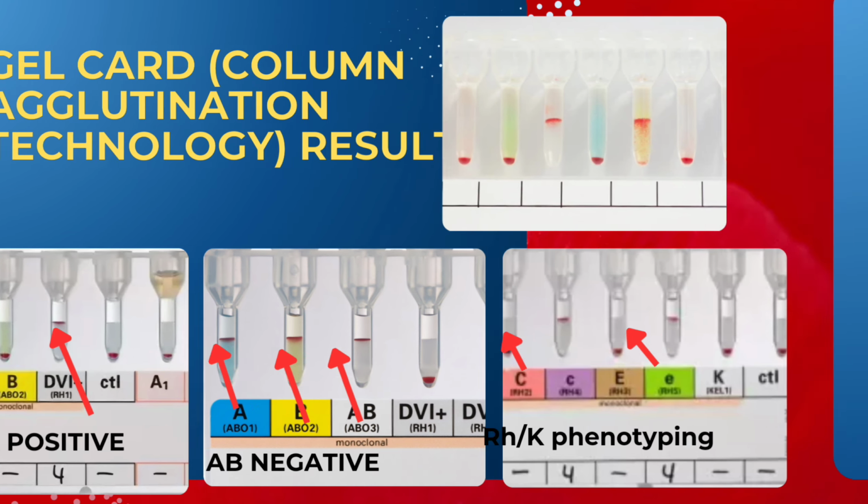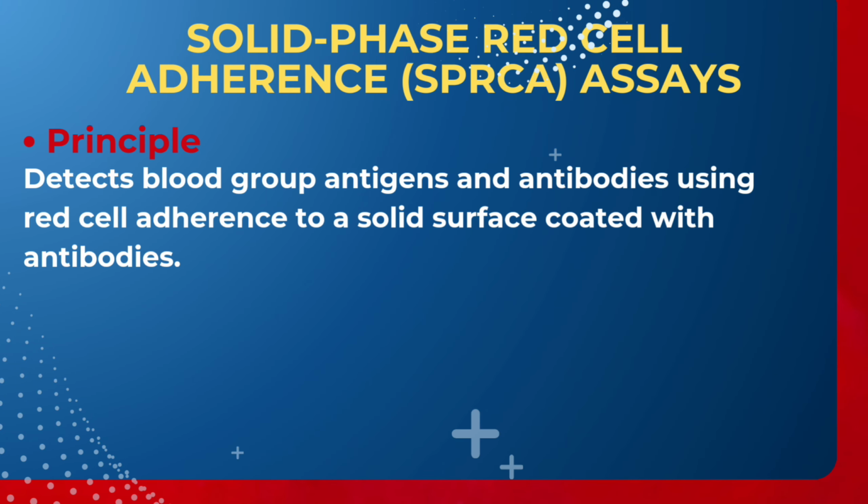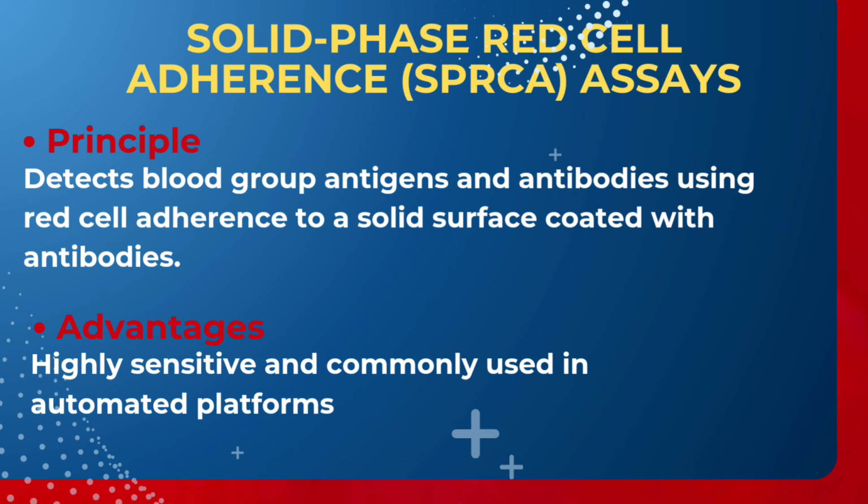Solid phase red cell adherence assay detects blood group antigens and antibodies using red cell adherence to a solid surface coated with antibodies. It is highly sensitive and one of the commonly used techniques in automated platforms.